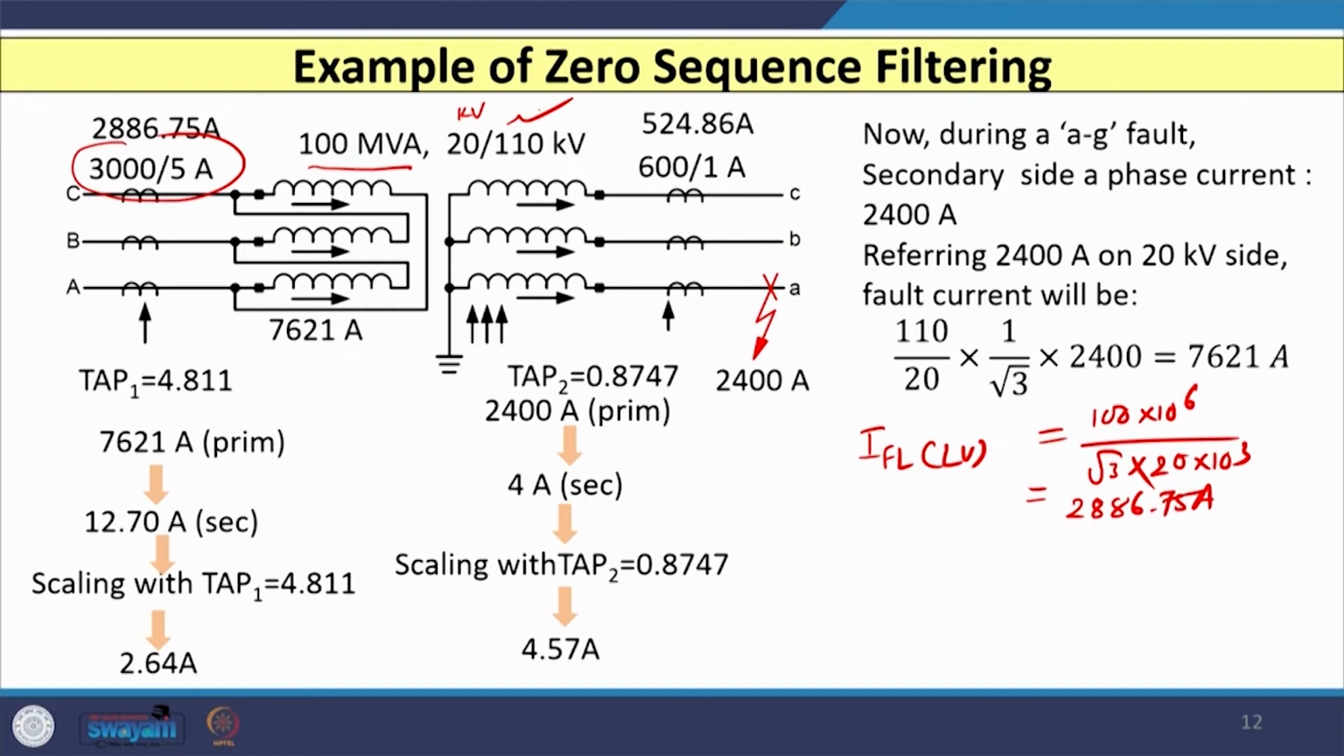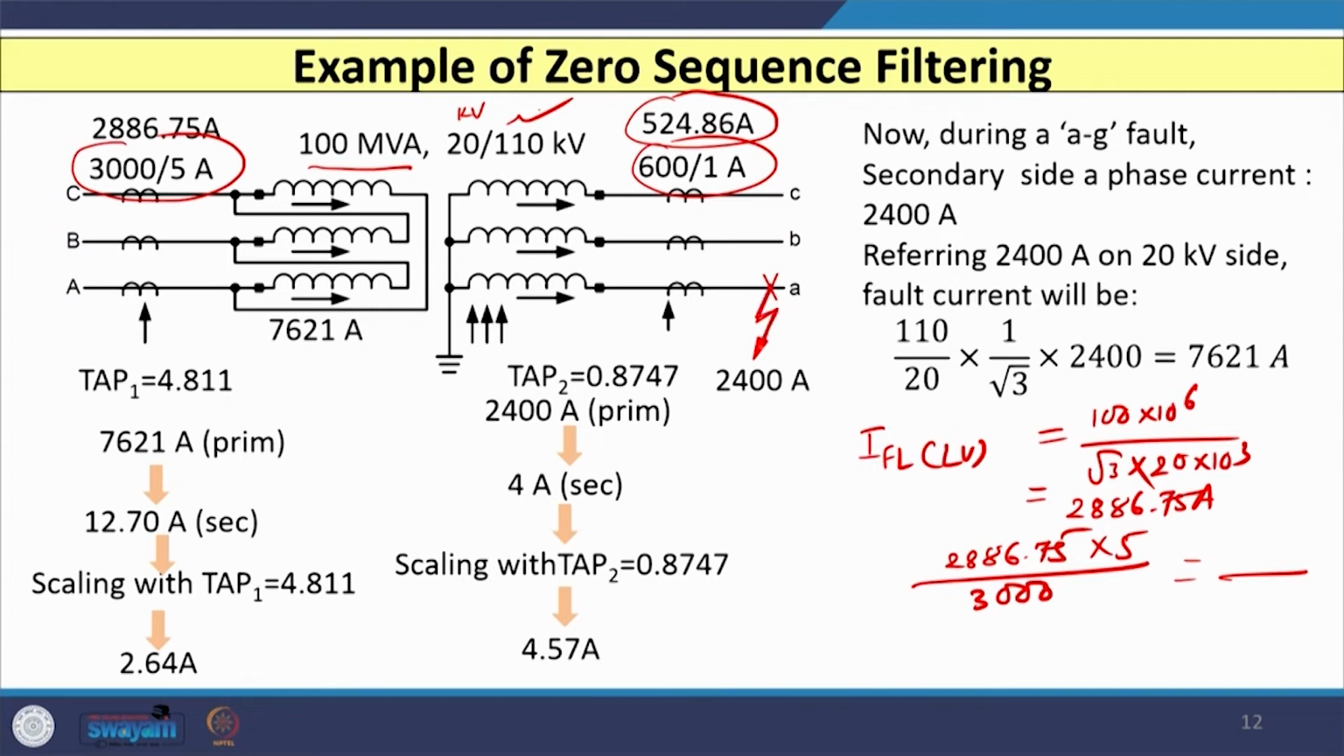If I transfer this current to the secondary side, we have 2886.75 ampere divided by the CT ratio, that is 3000 by 5. Before we calculate this, let us consider the other side also. On the HV side, the full load current is 524.86 ampere, that is 100 MVA divided by root 3 into 110 kV, and let us consider 600 by 1 ampere as the CT ratio on the HV side.